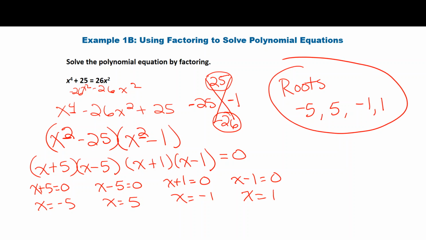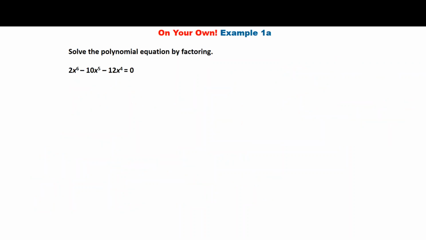Okay, why don't you try 2 on your own real quick. Try the first one. All right, try this one on your own. Turn the video off and then turn it back on when you're ready to check it.